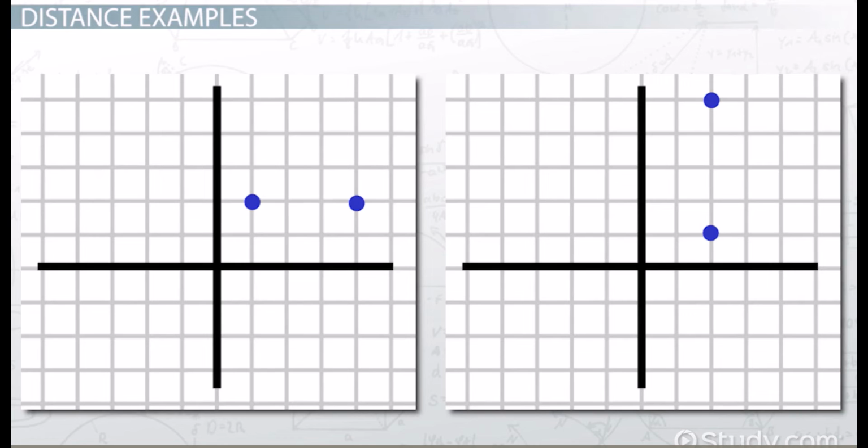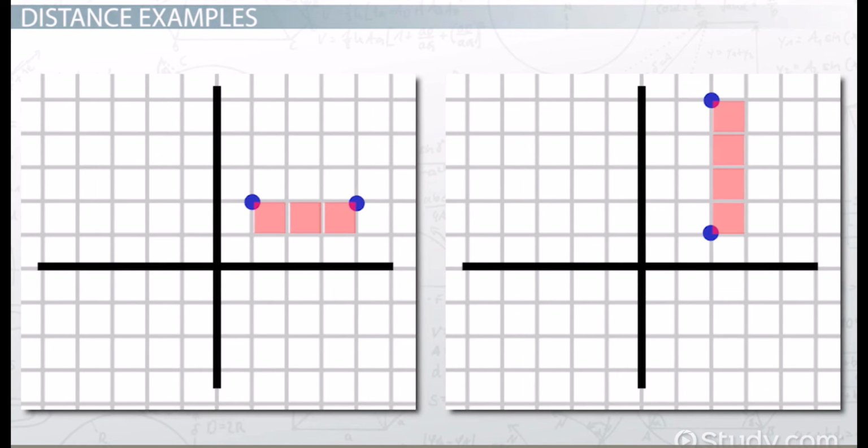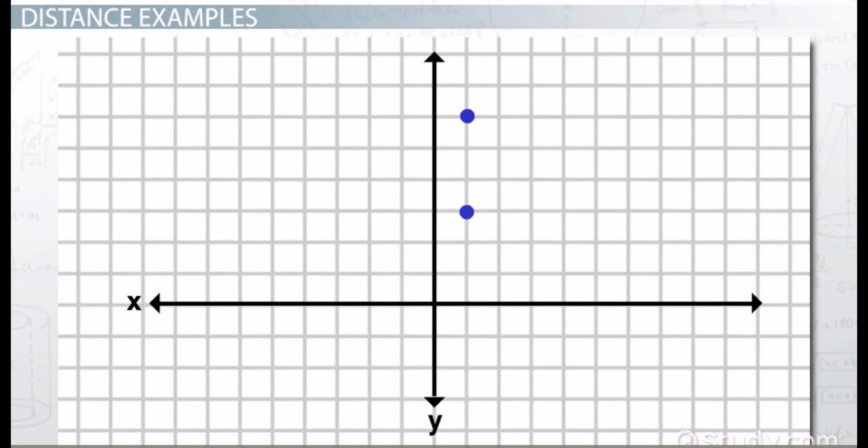If you're trying to determine the distance between 2 points that are on a straight horizontal or vertical line, you can just count the number of spaces between the points. The distance formula will work in this way as well. However, the possibilities for errors will increase as well. Example 3. Find the distance between the 2 points on this next graph appearing on screen.